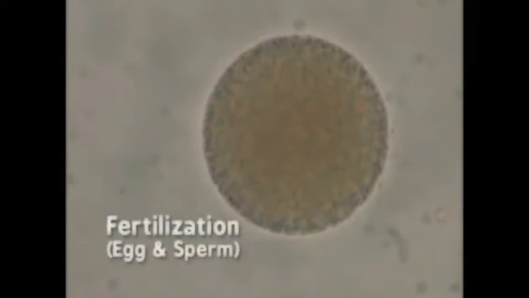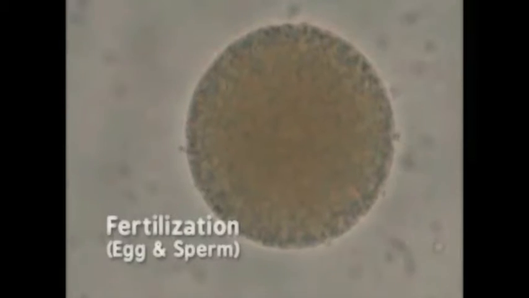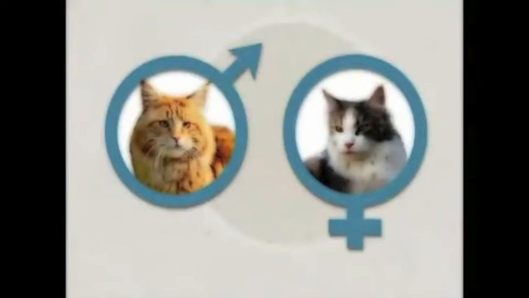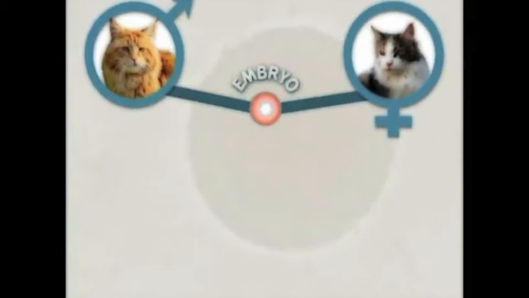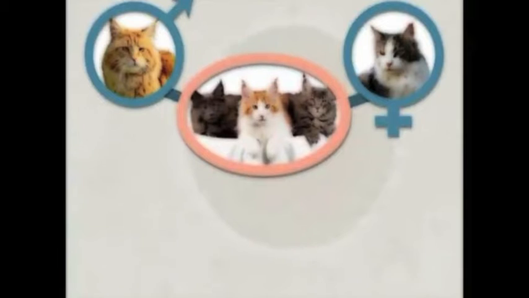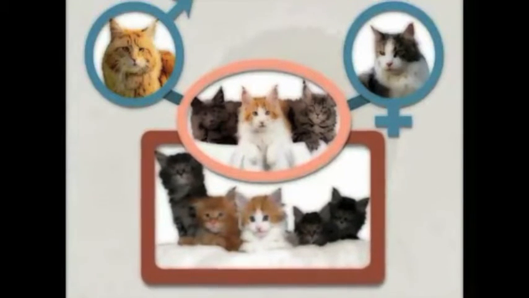Many organisms pass their genes to their offspring through sexual reproduction. This begins when two gametes unite to form an embryo that's genetically unique from the parent organisms. The embryo then grows into an adult who in turn passes their genetic information onto their own offspring.